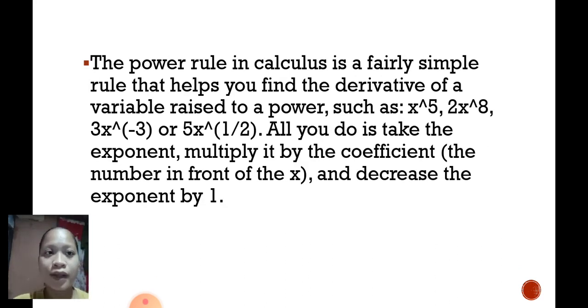The power rule in calculus is a fairly simple rule that helps you find the derivative of a variable raised to a power, such as x to the power of 5, 2x to the power of 8, 3x to the power of negative 3, or 5x to the power of 1 half. All you do is take the exponent and multiply it by the coefficient, the number in front of the x, and decrease the exponent by 1.